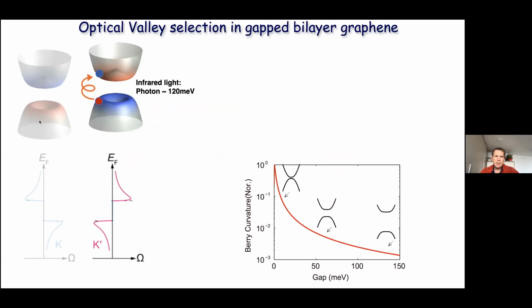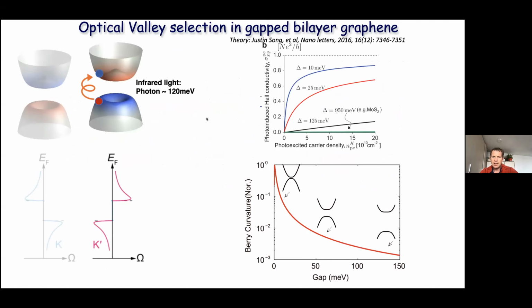Here, that is schematically shown again. These are the two valleys of bilayer graphene. I pump one of the two with circularly polarized light. And I'd like to refer to this paper by Justin Song that is showing a calculation of the Hall effect, so the Hall conductivity, when you shine circularly polarized light on the system. So the more carriers you pump in one valley, the more Hall conductivity you get.